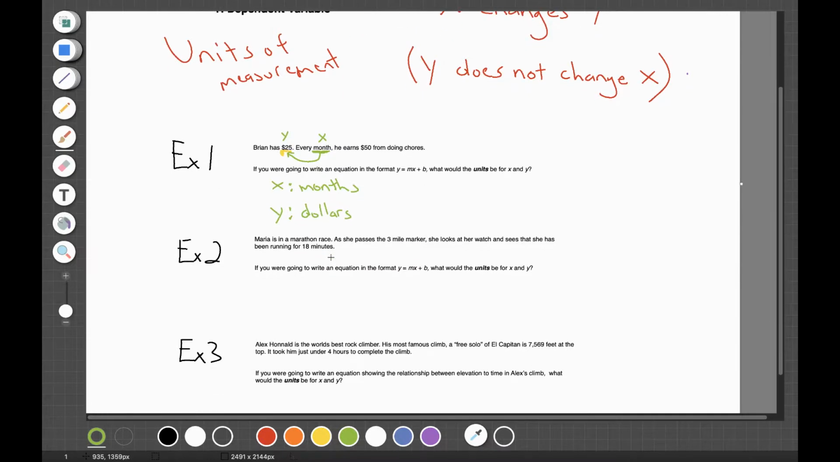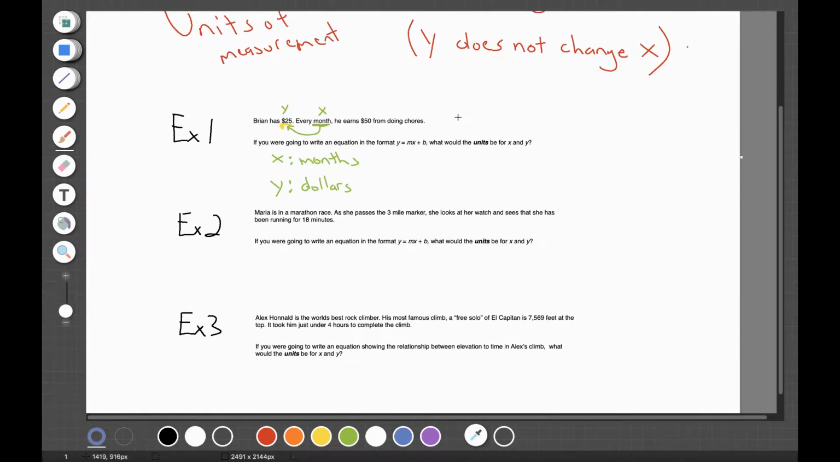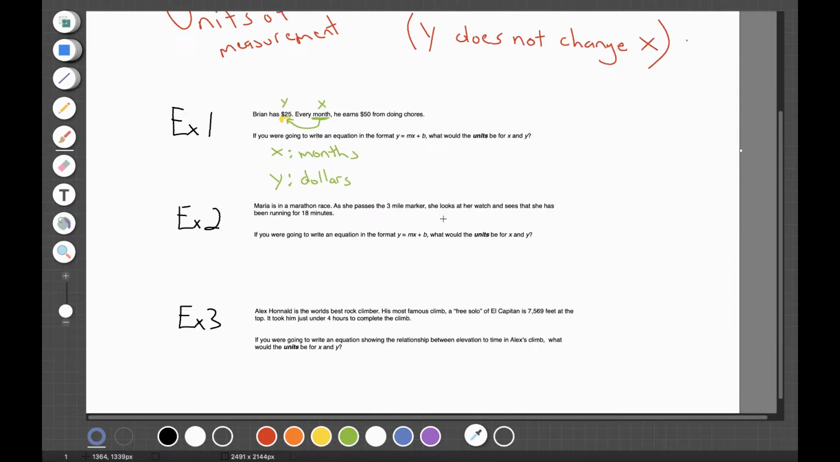Okay, let's try another example. So we're going to look for x changes y. Maria's in a marathon race. As she passes the 3-mile marker, she looks at her watch and sees that she has been running for 18 minutes. Same question, if you were going to write an equation in the format y equals mx plus b, what would the units be for x and y? So Maria is in a race. She passes the 3-mile. So there's a unit there. Maybe that mile has something to do with it. And she looks at her watch to see that she has been running for 18 minutes. Okay, those are my two units that they mentioned. Minutes and miles.